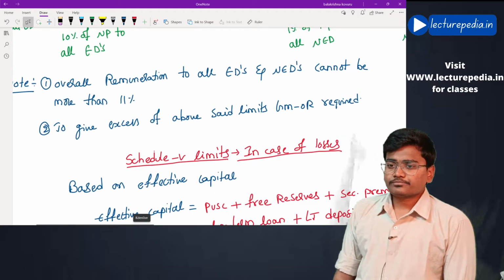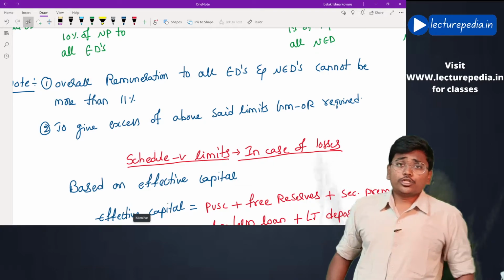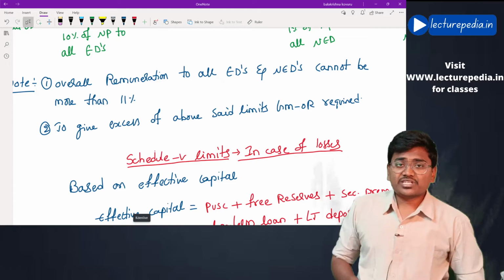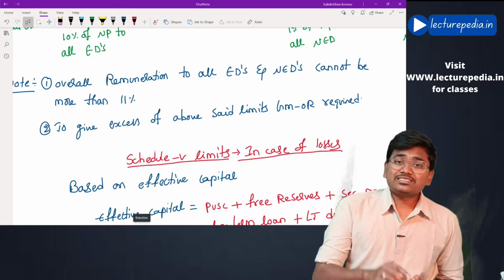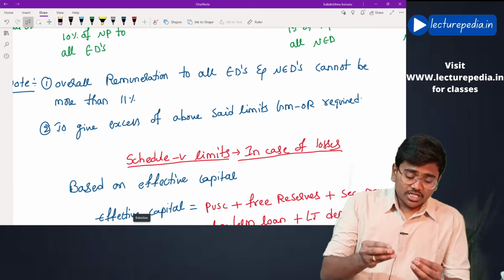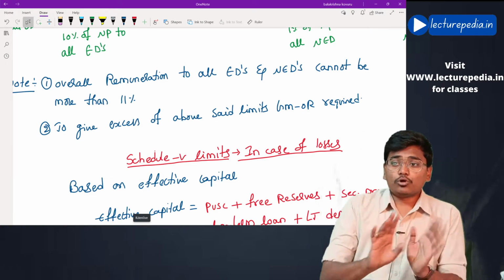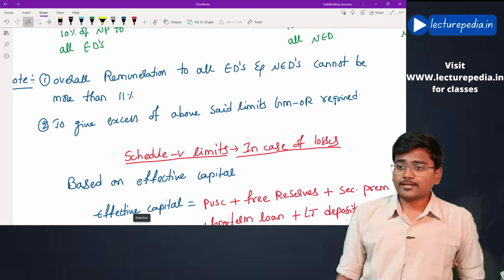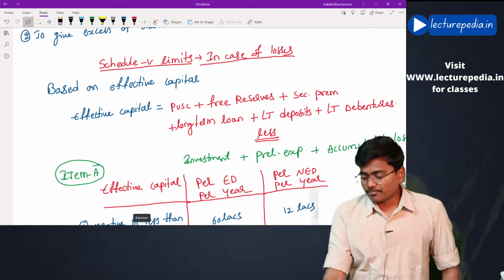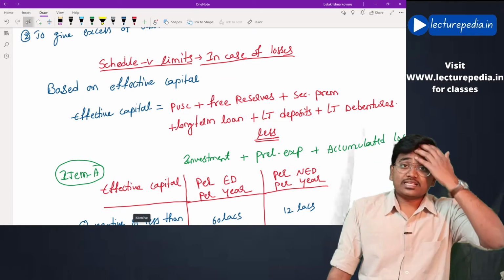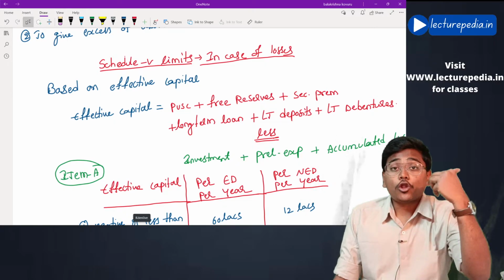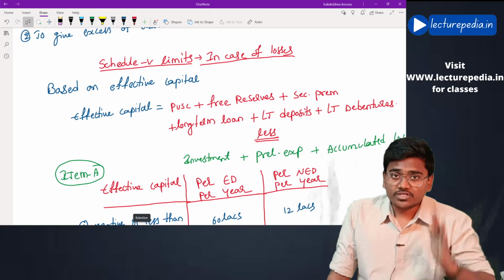Next, let's say you want to give more remuneration than the limits prescribed here. In that case, you have to pass a general meeting ordinary resolution. By passing a general meeting ordinary resolution, you can give remuneration more than the limits that we have discussed here. Next, moving to Schedule 5 limits, that is the remuneration that is payable to the directors in case the company is having losses or inadequate profits.